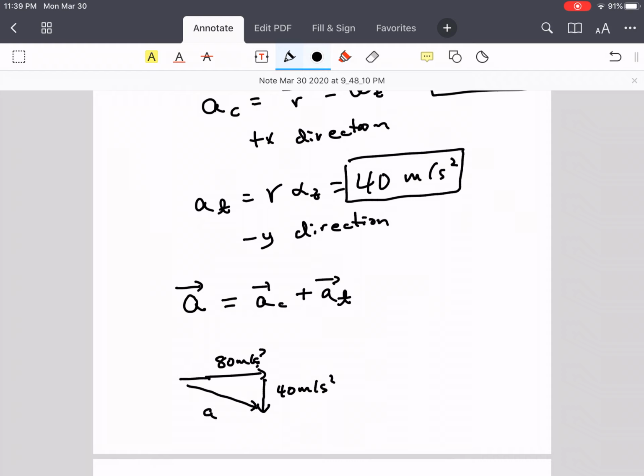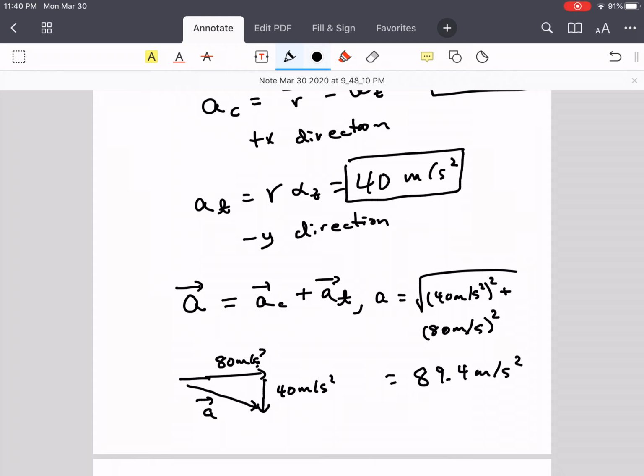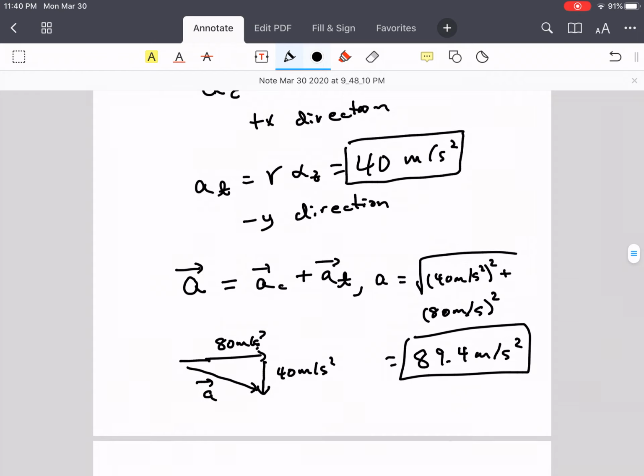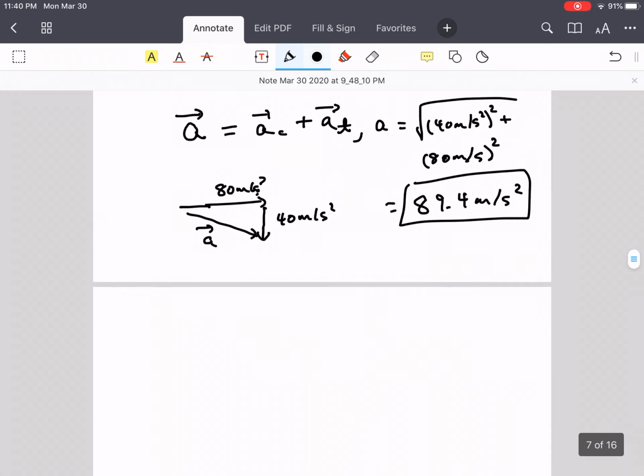That's my total acceleration. And you'll notice that this is just a right triangle, meaning that the total magnitude of acceleration is just the square root of x squared, 40 meters per second squared, plus y squared, 80 meters per second squared. That's all under the square root sign. Plug in some numbers. This turns out to be 89.4 meters per second squared. So there you have it.